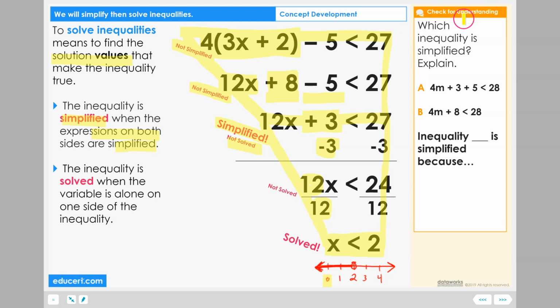Let's check for understanding. Which inequality is simplified? Explain. Inequality A, 4m plus 3 plus 5 is less than 28, or inequality B, 4m plus 8 is less than 28. Inequality blank is simplified because.